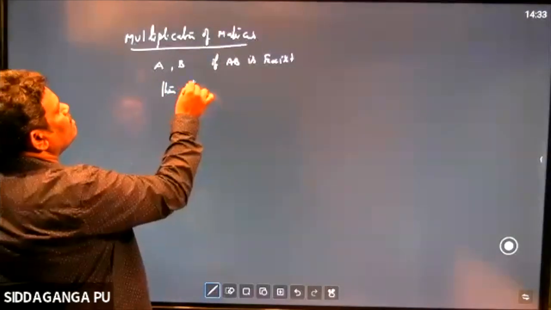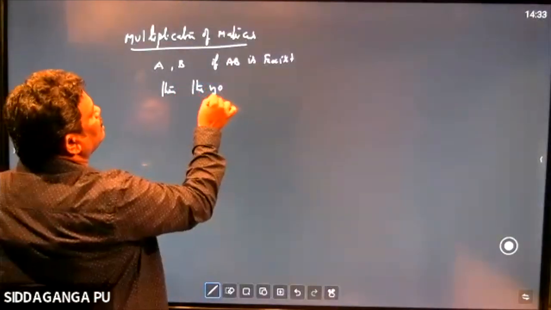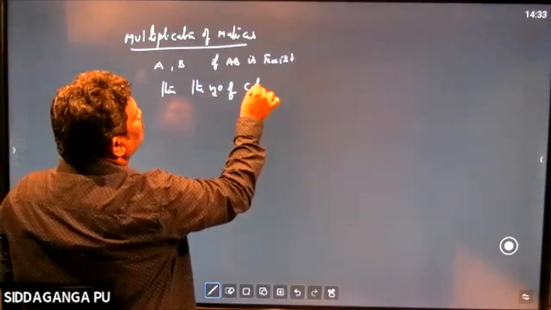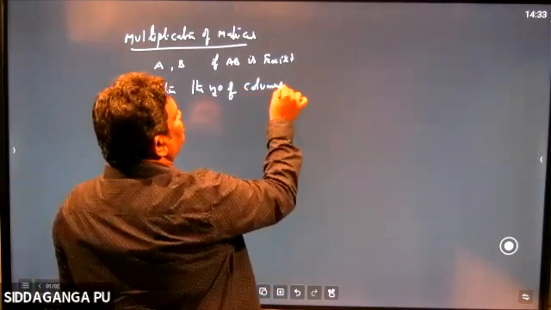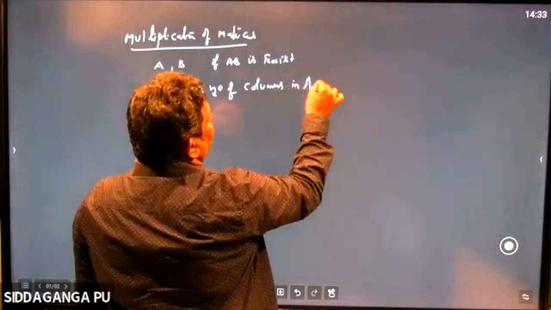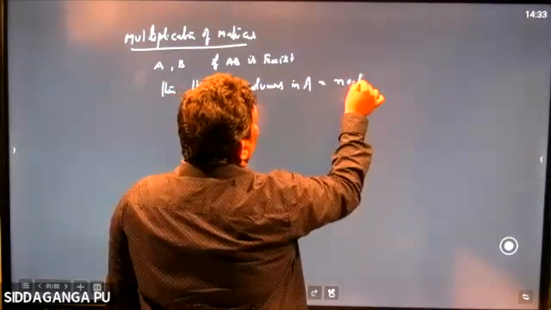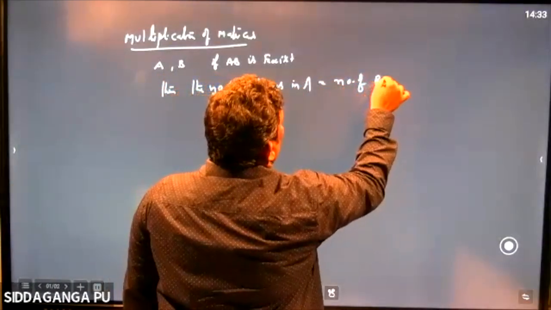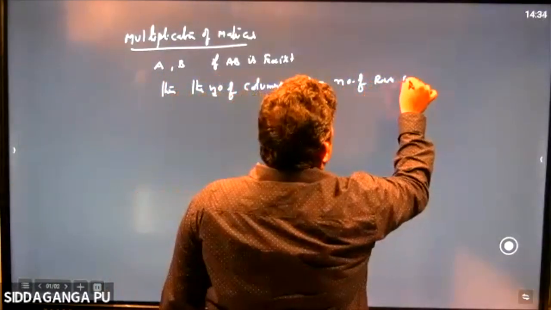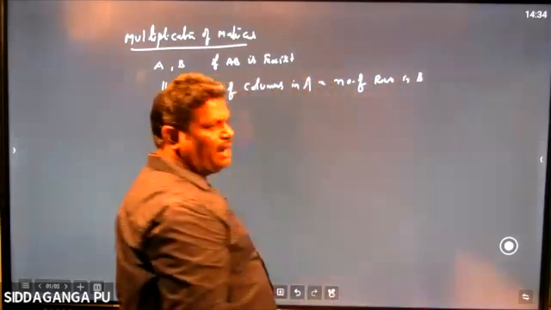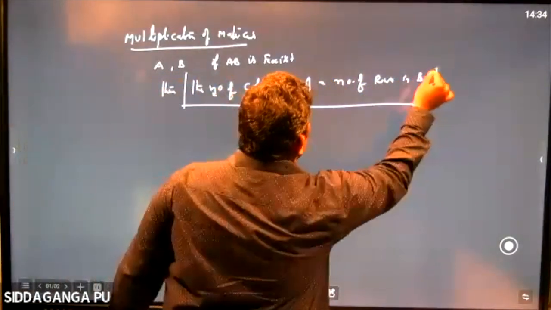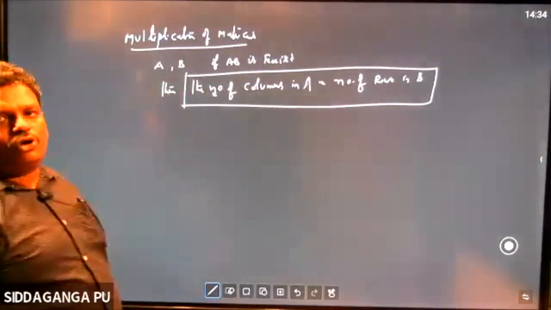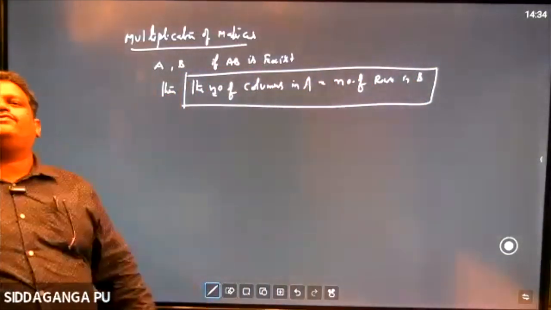The number of columns in capital A, the first matrix, is equal to the number of rows in capital B, the second matrix. If this condition is satisfied, then only we say the product of the given matrices is defined or conformable.